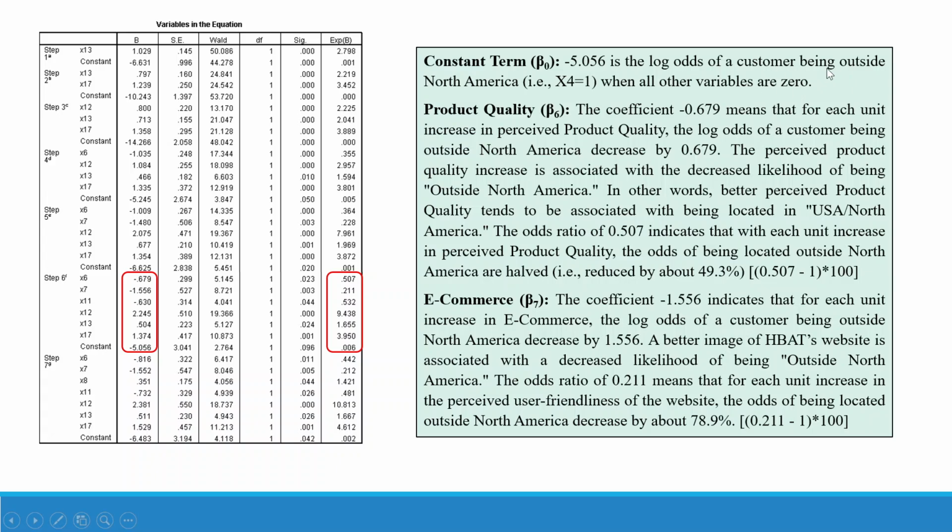Why are we writing it this way? Because our interpretation is based on what is coded as 1. I am repeating this thing again and again.